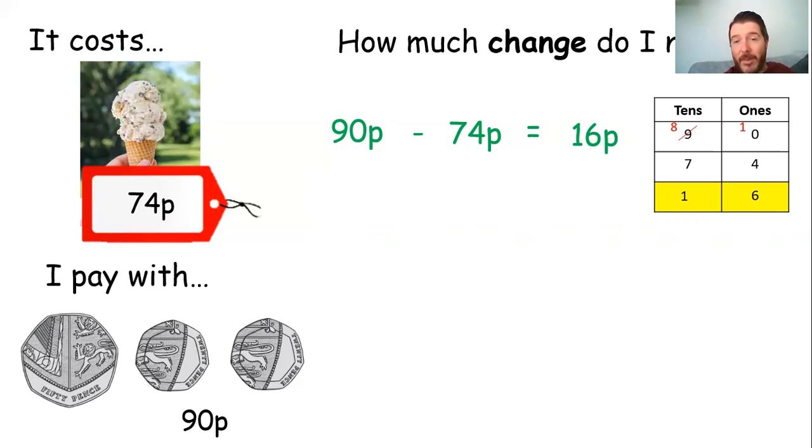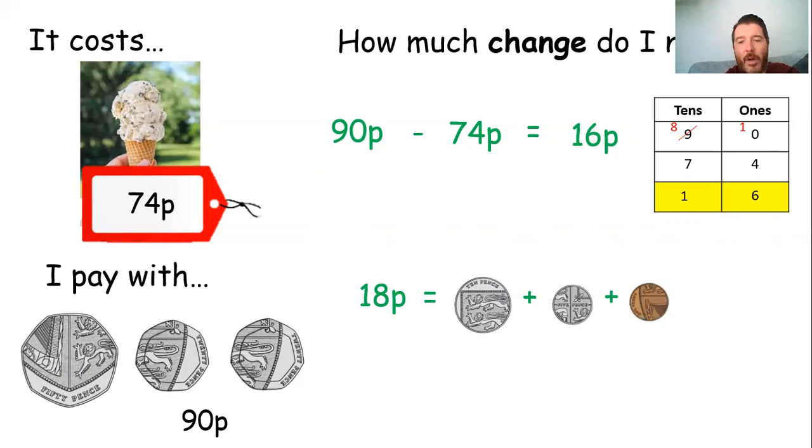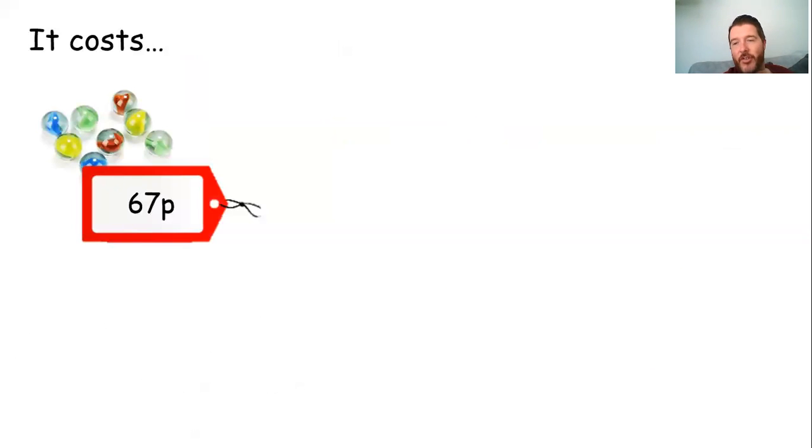Then I need to make it with my coins. Well, 60, I'll put 18 there, but it should be 16. 16p is a 10, a 5, and a 1. 10, 11, 12, 13, 14, 15, 16. There's my change.